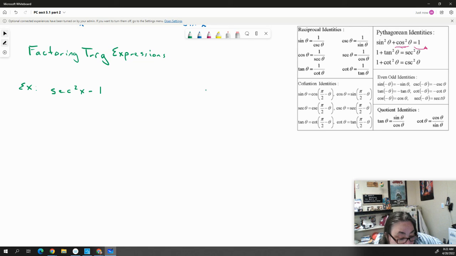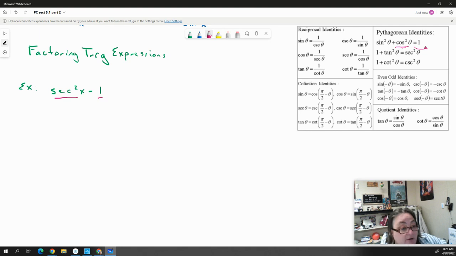Pay particular attention to this problem and the next example that I use, because the ones in your homework are going to be similar to this. All right. So when we're factoring trig expressions, what I see here is I have a perfect square, right? How do I know it's a perfect square? It's squared. Minus another perfect square. How do I know it's a perfect square? Because it's 1. 1 is always a perfect square, right? And with that minus in between them, what I know is that I have what we call a difference of squares.